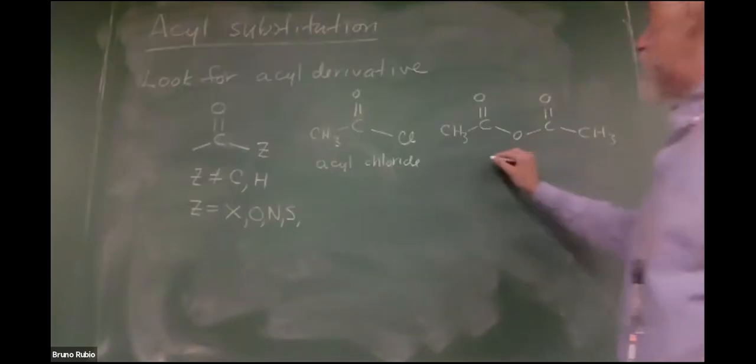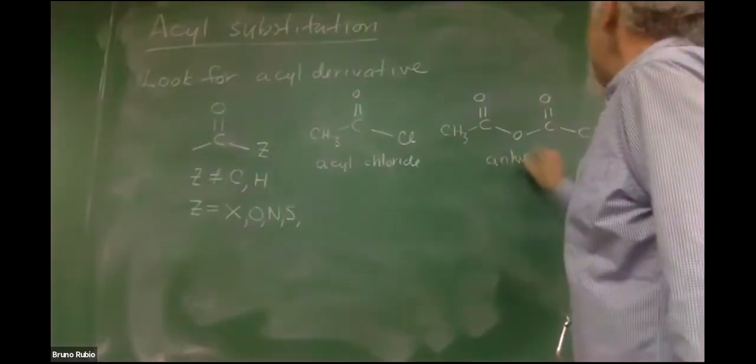Okay, more specific examples. How about we put oxygen there. There's the carbonyl carbon, but now I'm going to tie up that carbonyl carbon to something that is not carbon and not hydrogen. See this carbonyl carbon here? It's bonded to oxygen. This is an acyl derivative. See this carbonyl carbon here? It's bonded to something that's not carbon and not hydrogen. This is called an anhydride.